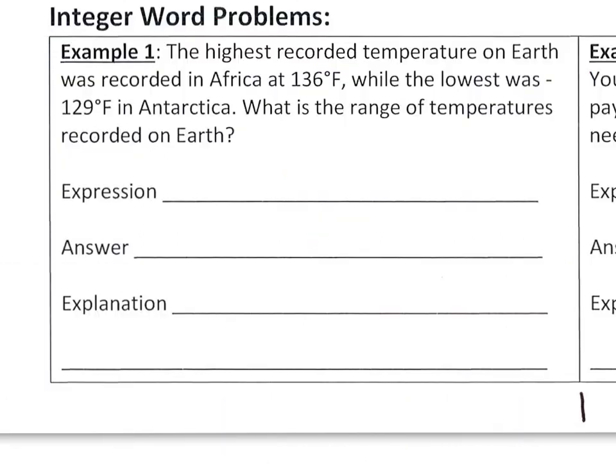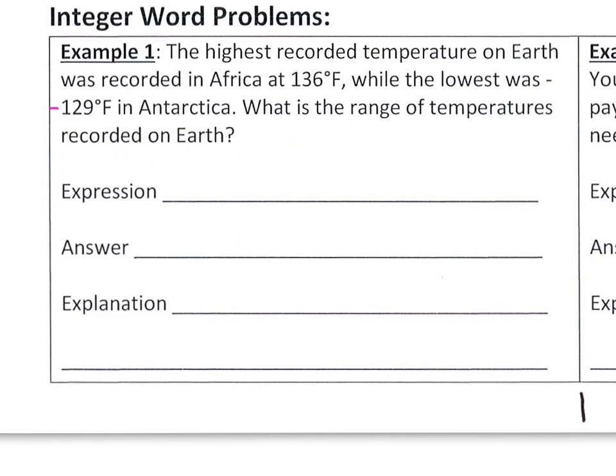Okay, now we're going to look at a word problem. So in this word problem, example 1 says the highest recorded temperature on Earth was recorded in Africa at 136 degrees Fahrenheit, while the lowest was negative 129 degrees Fahrenheit in Antarctica. And can you see how this negative kind of got stuck up here? Because of that negative not really showing next to the 129, I'm going to ask that you put in a negative next to the 129 degrees Fahrenheit, so you know it's actually a negative value in Antarctica. What is the range of temperatures recorded on Earth?